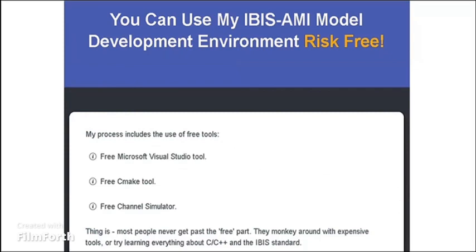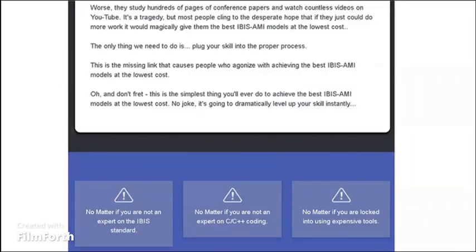So you can use my IBIS-AMI model development environment risk-free. My process includes the use of free tools: free Microsoft Visual Studio tool, free CMake tool, free channel simulator. Thing is, most people never get past the free part. They monkey around with expensive tools or try learning everything about C++ and the IBIS standard. Worse, they study hundreds of pages of conference papers and watch countless videos on YouTube.